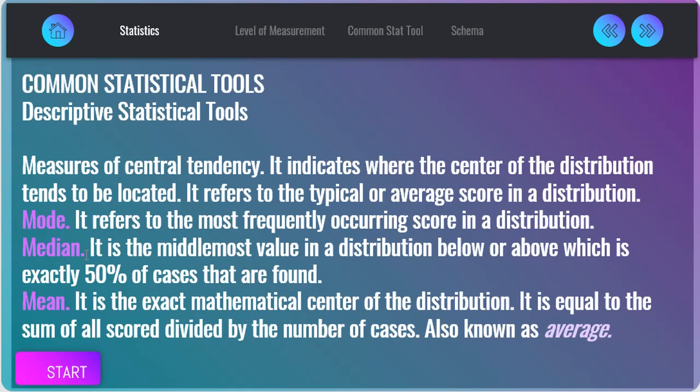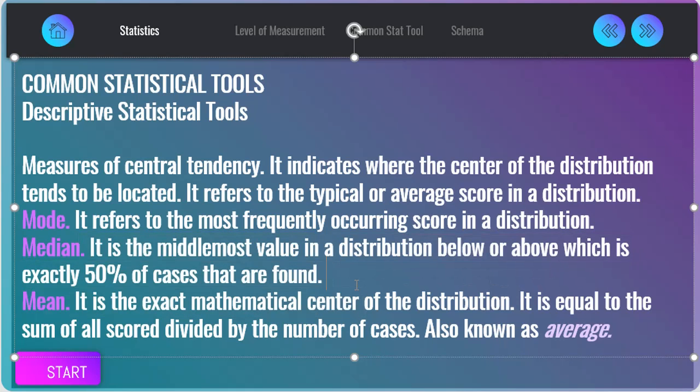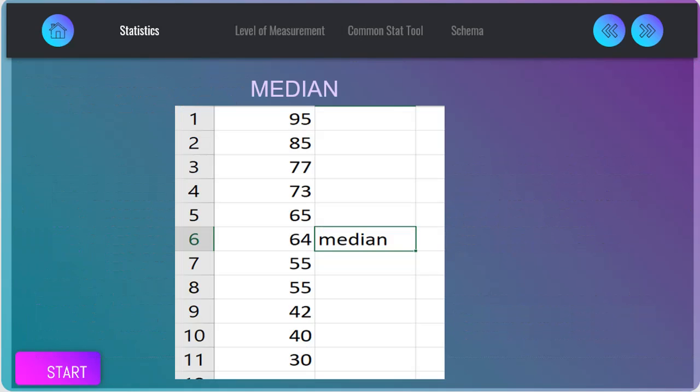Now, we proceed to median, the other measure of central tendency. Median is the midmost or middlemost value in a distribution, below or above which is exactly 50% of cases that are found. Okay, now let's take a look at an example.